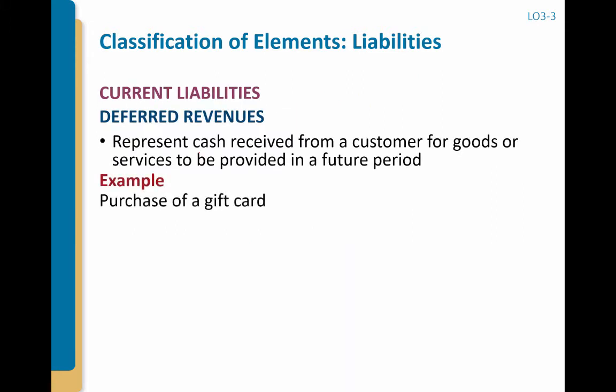Current liabilities are such as deferred revenues. That represents cash that you did receive from a customer, and then it's a liability because you are liable to provide the services in a future period. Gift cards are very common. So you purchase a gift card from Best Buy, you give Best Buy the $100, so Best Buy records that as a debit to cash for $100 and a credit to deferred revenue.